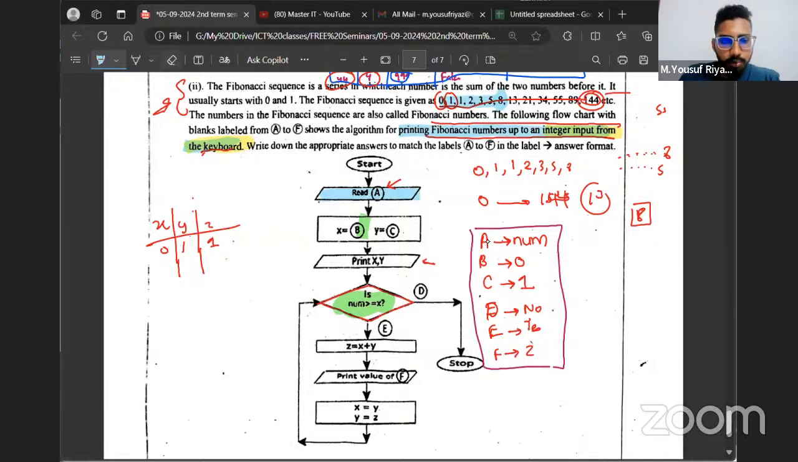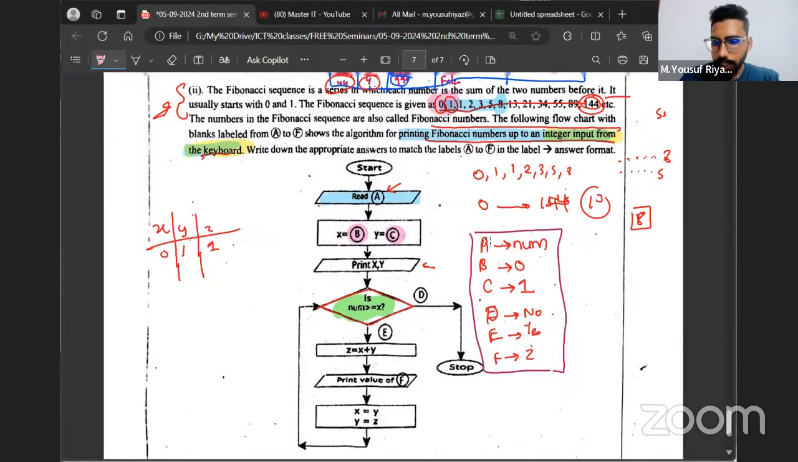The reason I was able to find that B is 0 and C is 1: if you ask me how I knew, in the next step you can see they're printing X and Y. So the first two numbers that get displayed are 0 and 1. In the Fibonacci sequence, the first two numbers displayed are 0 and 1. So I took X as 0, that's why I said B is 0. And I said Y as 1 because the next number after 0 is 1. Right? So up to here, tell me, are you clear?